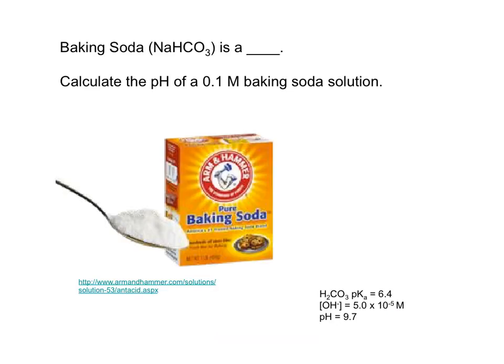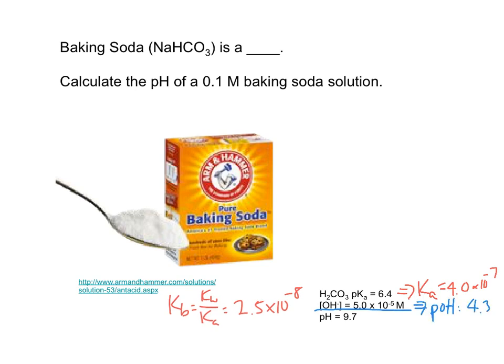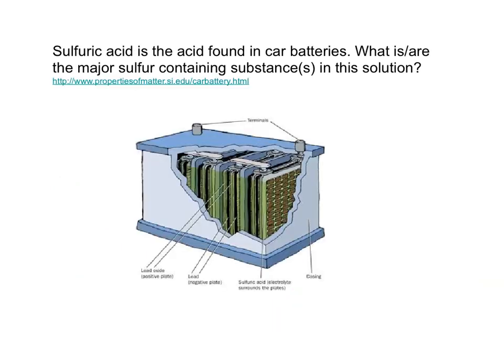Practice makes perfect, so do another equilibrium calculation and calculate the pH of a 0.1 molar baking soda solution. Note that pKa gives you Ka. Then you calculate Kb. Then do your equilibrium calculation to calculate X, which is equal to OH minus, which is 5.0 times 10 to the minus 5. Then you calculate pOH, and finally pH.